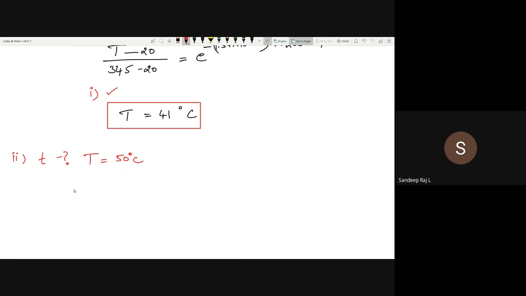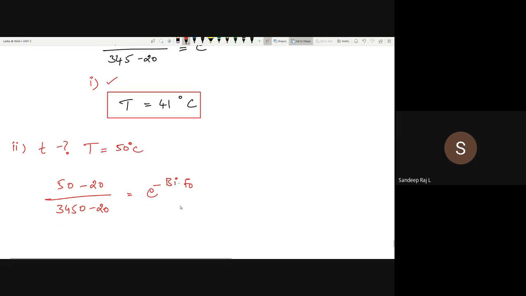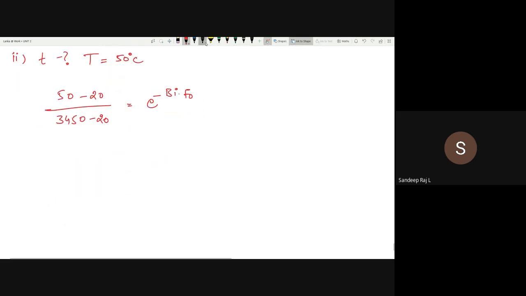So it is 50 minus 20 by 345 minus 20 is equal to e power minus Biot into Fourier. But here the Fourier number will change because time is not 5 minutes now. So you have to find the Fourier number in a different way here. The Fourier number is equal to alpha t by LC square, which is k by rho Cp into time by LC square.